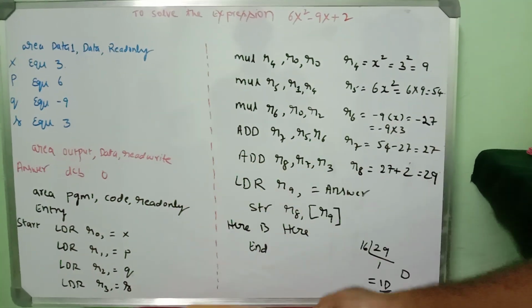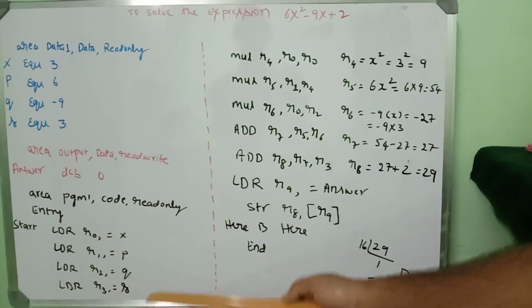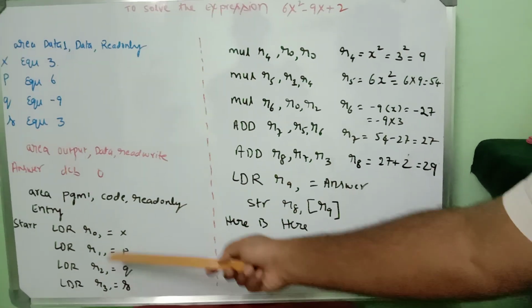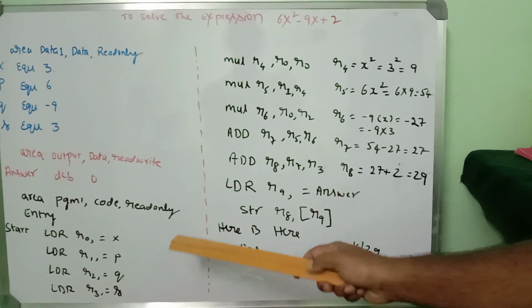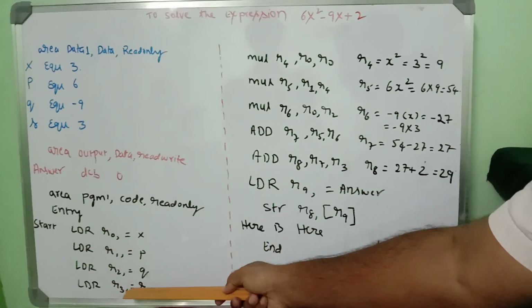Now I have taken values into those registers. Why have I taken the data values to registers? Because the ARM processor executes on the data which are present in the registers.